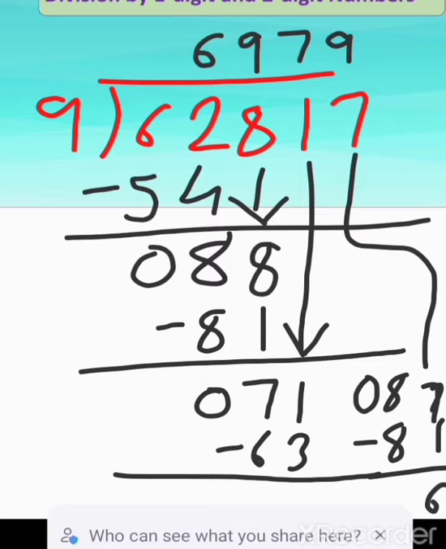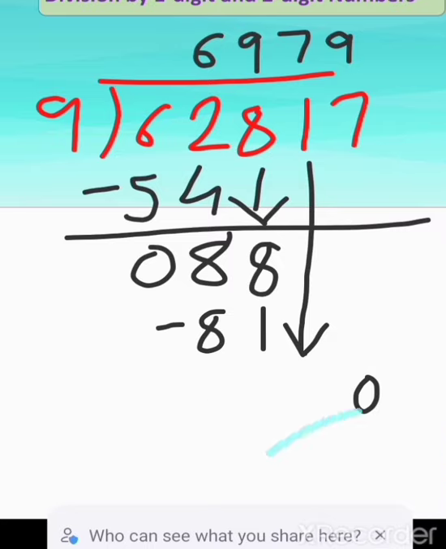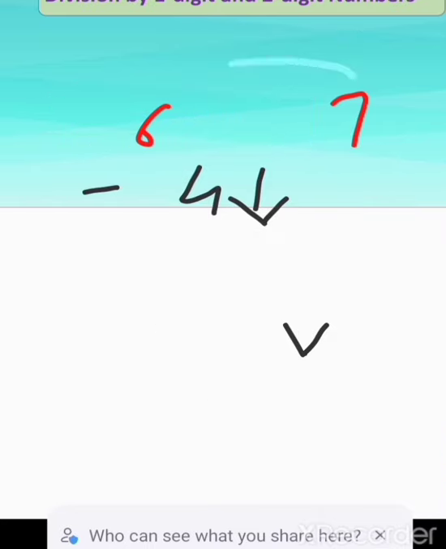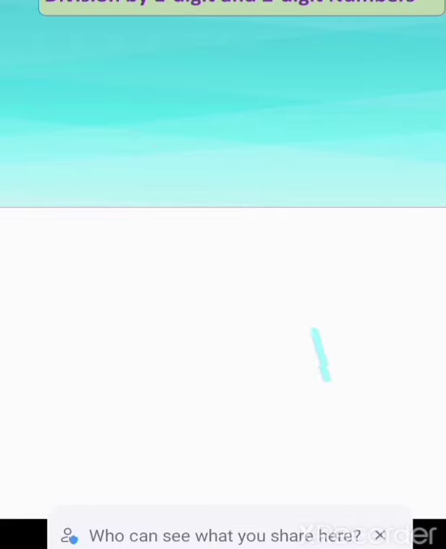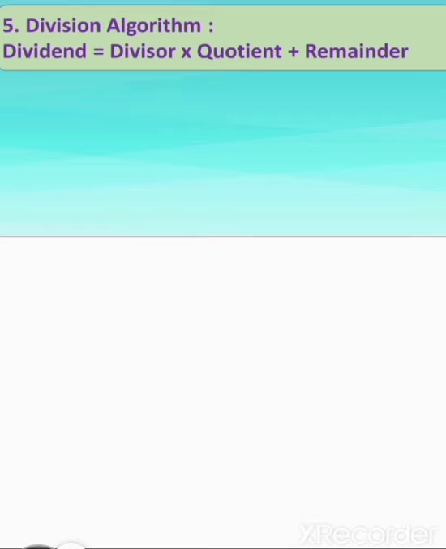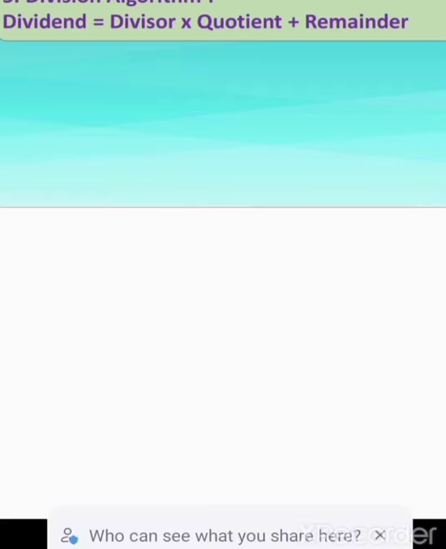Now we have to learn the division algorithm. We'll take a different example for that. What is the division algorithm? This algorithm we use for the checking of the division. This algorithm says that dividend is equal to divisor into quotient plus remainder.